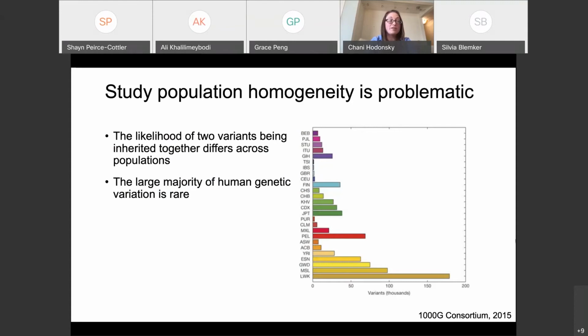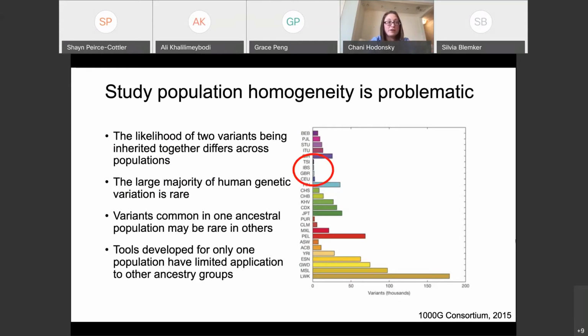Additionally, the large majority of human genetic variation is actually rare as opposed to common, and common variants are statistically easier to detect than rare variants using traditional approaches. So variants in one ancestral population may be rare in others. The oldest populations on Earth have had the longest time to accumulate both rare and common variants, meaning that Africans have the most genetic diversity within that overall continental ancestry, whereas European ancestry individuals have the least on average.